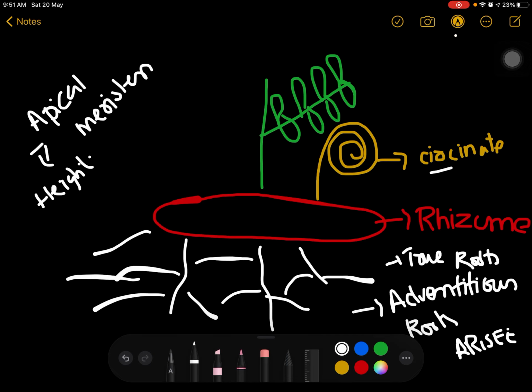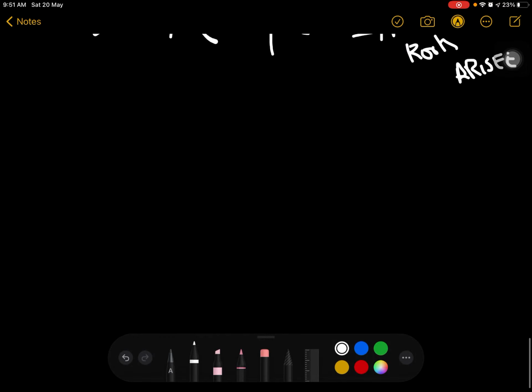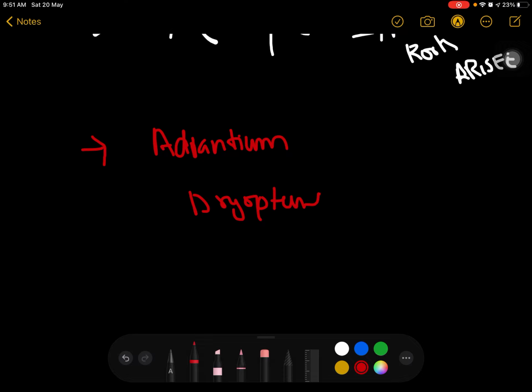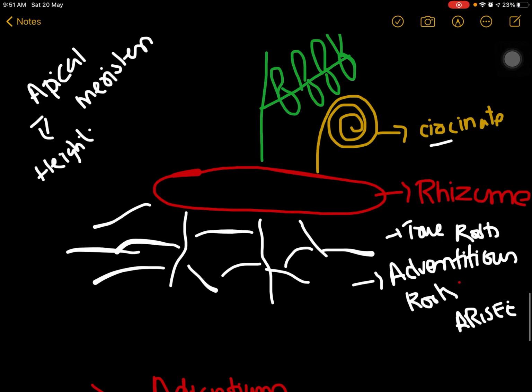If we talk about examples of Pteropsida, they are basically Adiantum and Dryopteris. So I hope this introduction of subdivision Pteropsida is clear to you.